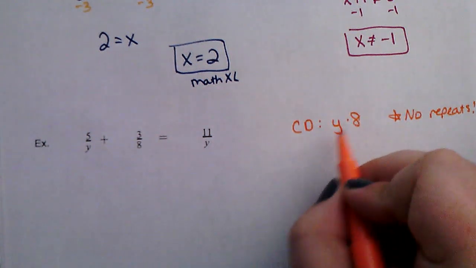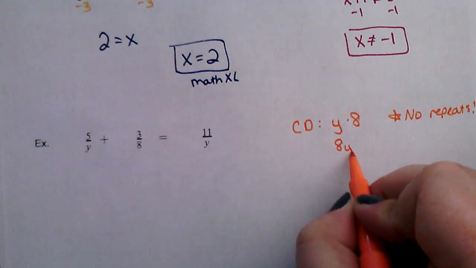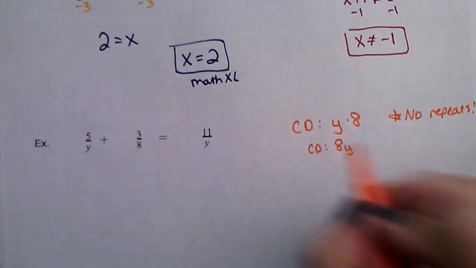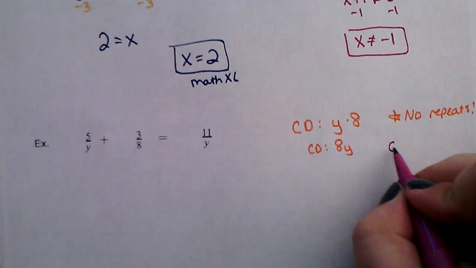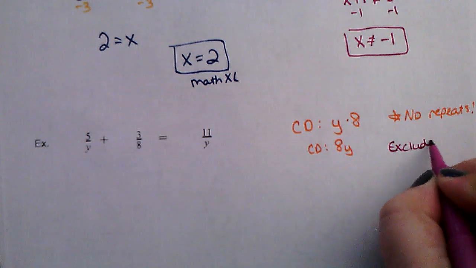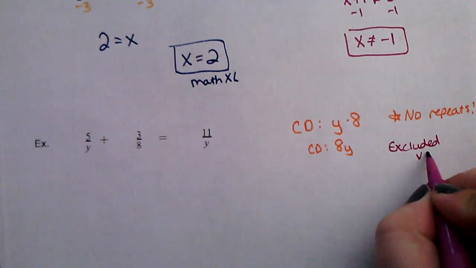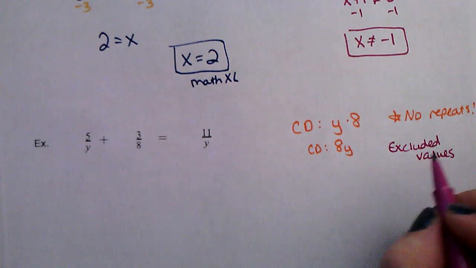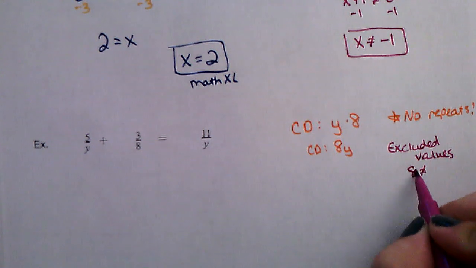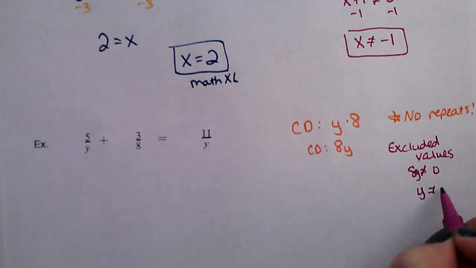Okay? So just because we're used to looking at this with the 8 first, I'm just going to switch it around, but it really doesn't matter. Okay, let's talk excluded values. Excluded values for this one, 8y cannot equal 0, so y cannot equal 0.